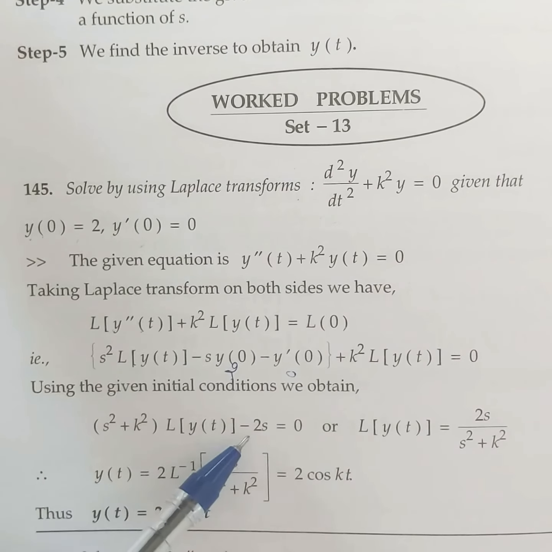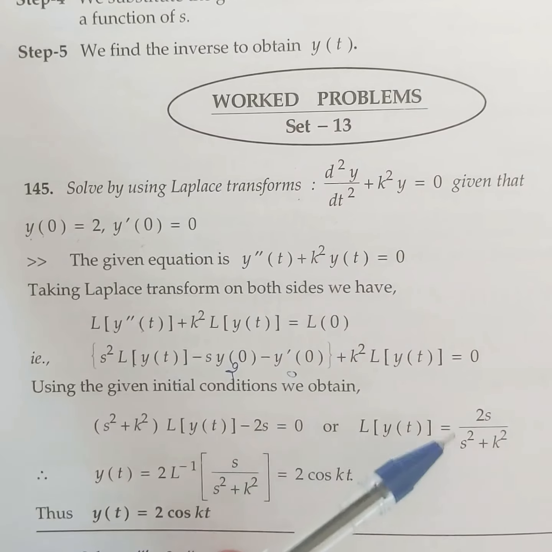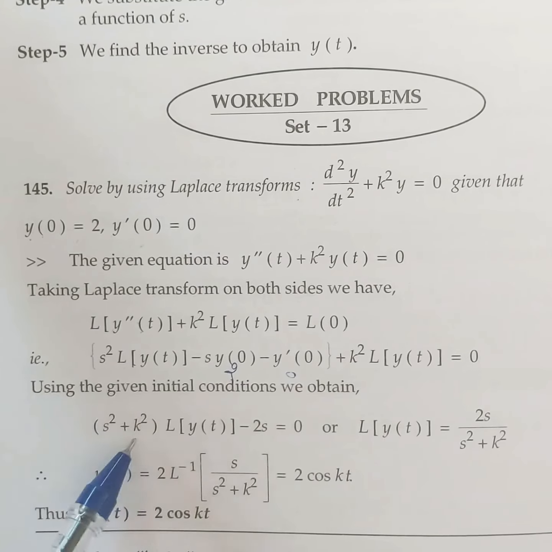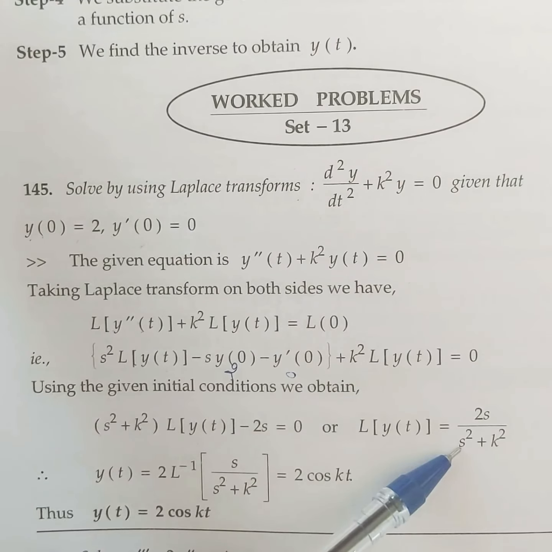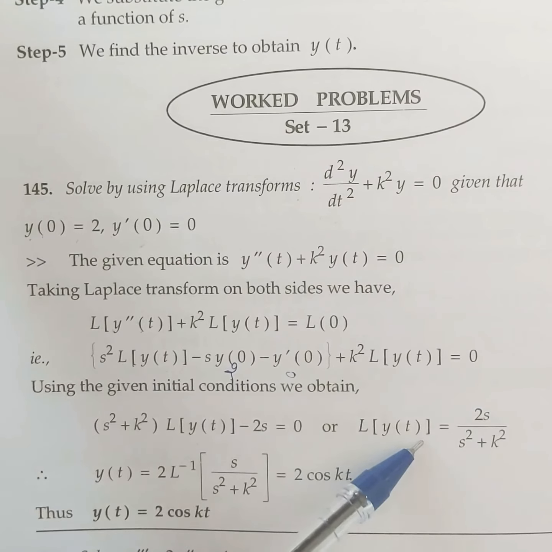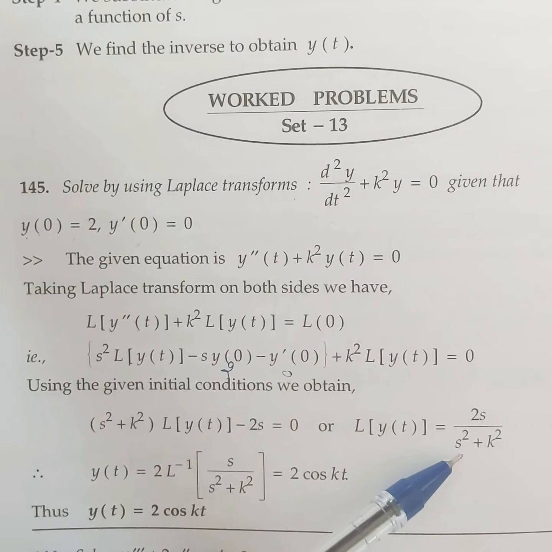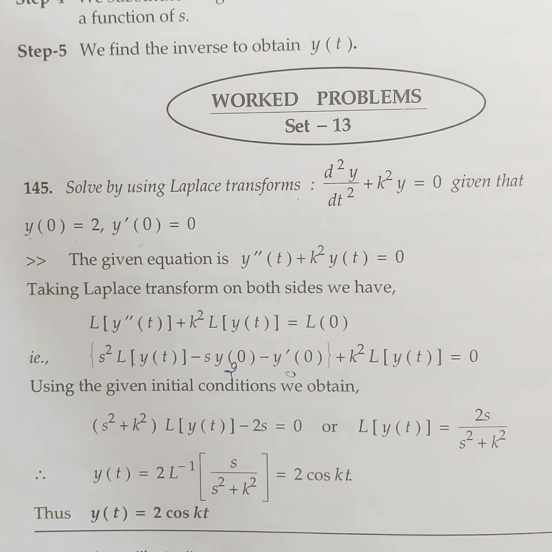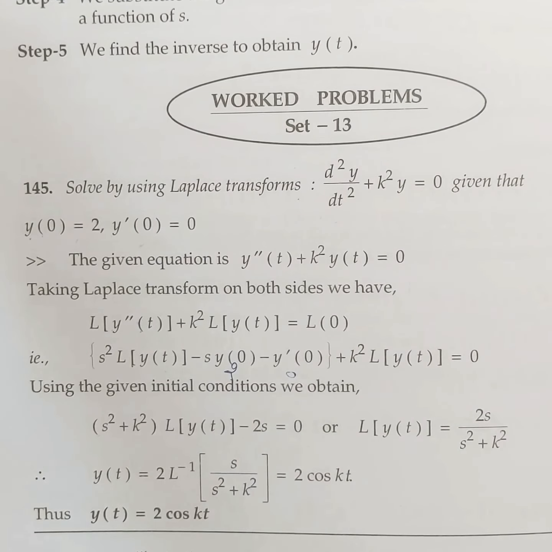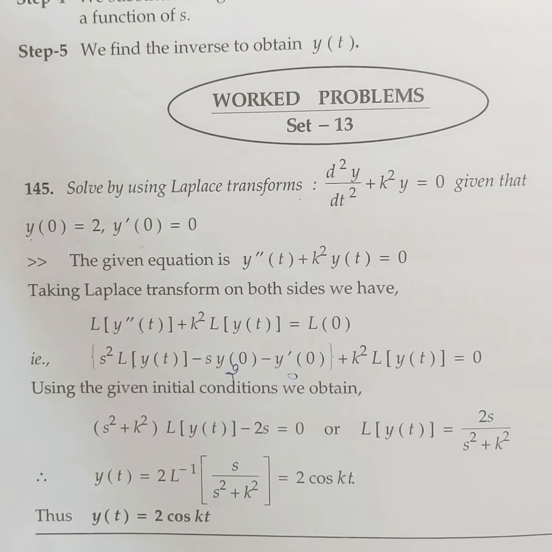Now it's more easy. I'll push that minus 2s to the other side. So it will become plus 2s and s square plus k square will come to the denominator. Now we have got Laplace of y of t as a function of s. This is the fourth step. And finally fifth step, we have to apply inverse on both the sides. What is the formula?